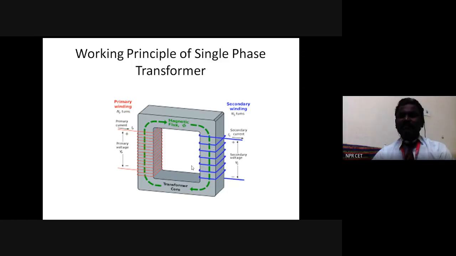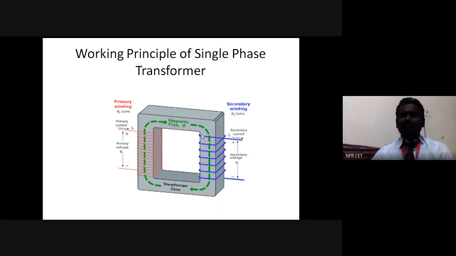That EMF is known as mutually induced EMF or secondary induced EMF, right? The secondary side. So the EMF in turn gives output current and output voltage, which in turn gives output power. If the load is connected across the secondary, the power can be delivered to the load, right?